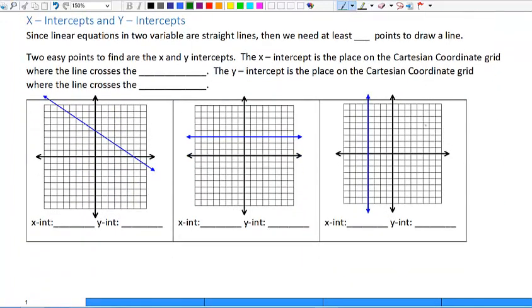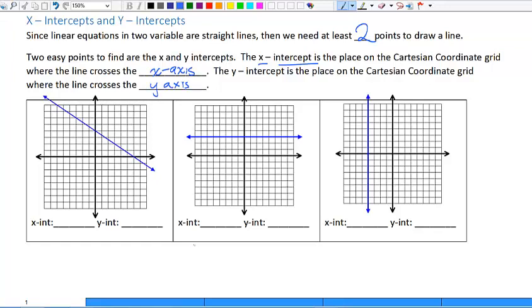Next, we'll talk about x and y-intercepts. Since linear equations in two variables are straight lines, and we need at least 2 points to draw a line, 2 easy points to find are the x and y-intercept. The x-intercept is the place on the Cartesian coordinate grid, that's just the xy plane, where the line crosses the x-axis, which is why we call it x-intercept, where the line intersects the x-axis. The y-intercept is the place on the Cartesian coordinate grid where the line crosses the y-axis.